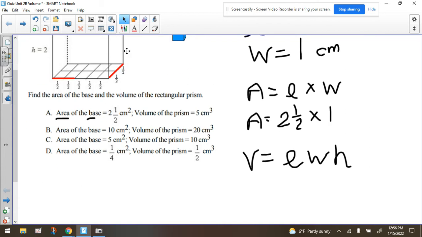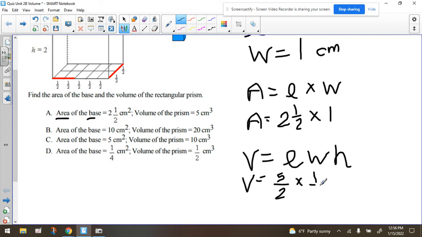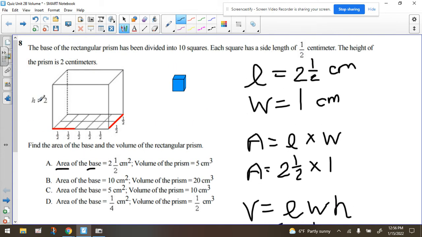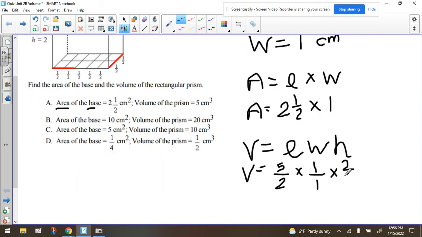All right, so what's the length of this thing in regular centimeters? It's 2.5. So let's turn that into an improper fraction. That's going to be equal to 5 halves. The width is 1, so we'll turn that into 1 over 1. And the height, they're already telling us here the height of the thing is 2 centimeters, so we'll substitute that in for the h. So the only thing left you have to do is find the product of these three values, and then you'll get one of these choices.